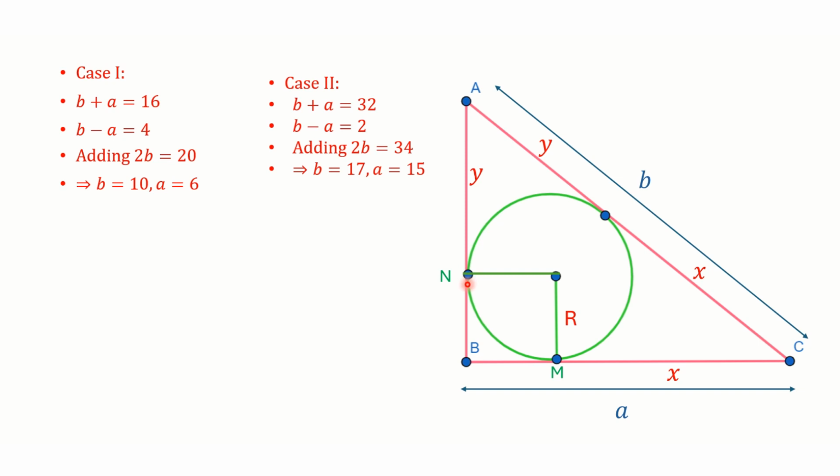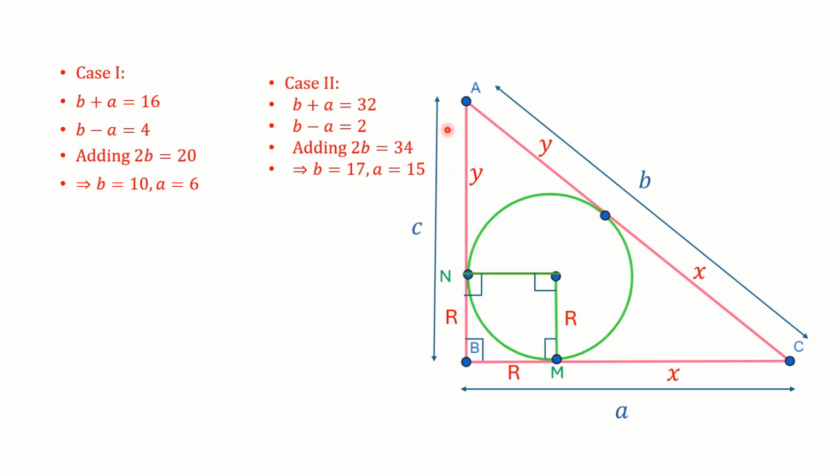Basically this is a tangent, so this angle will be 90 degrees. This is also a tangent, so this angle will be 90 degrees. And this is given as a right angle triangle, so this angle is 90 degrees. So these two are 90 because of the tangent, and this is 90 because it is given that this is a right angle triangle. So this will also be 90 degrees. Now this is a radius, this is also a radius, so this is r, this is r, so this becomes a square. So this length and this length are equal to r.